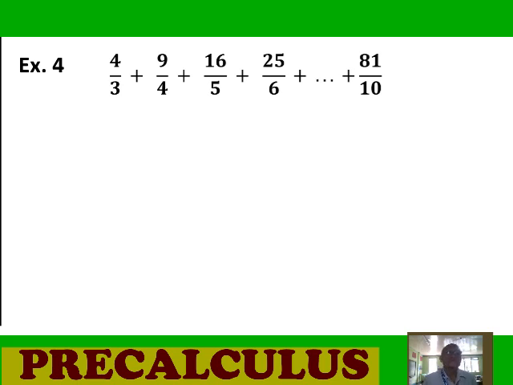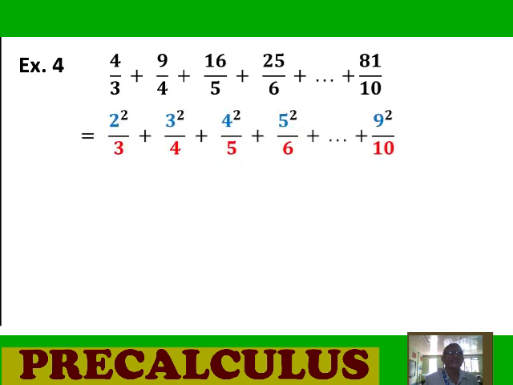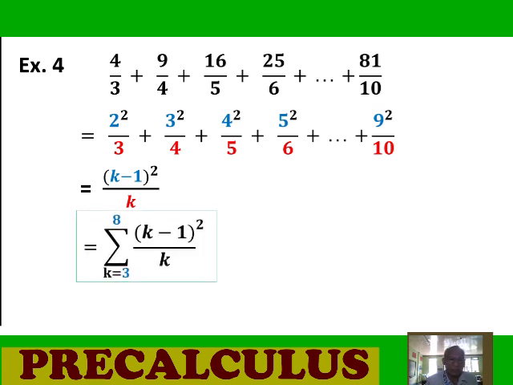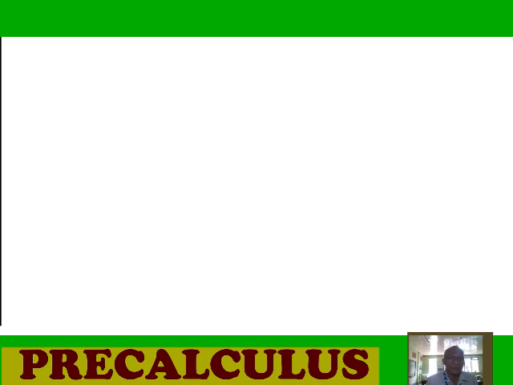Next example, 4/3 plus 4 over 9 plus 9 over 4. As we examine the numerators, they are perfect squares. So we can write the numerators as 2 squared, 9 is 3 squared, 16 is 4 squared. And as we compare the numerator and denominator, the base of the numerator is 1 less than the denominator. So if we let k be the denominator, the base of the numerator becomes k minus 1. So our summation symbol is the summation of (k minus 1) squared all over k as k goes from 3 to 8.